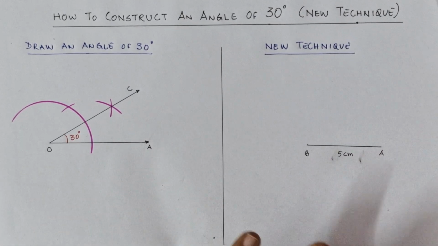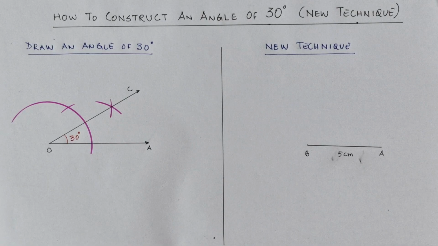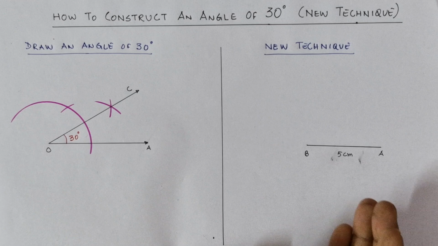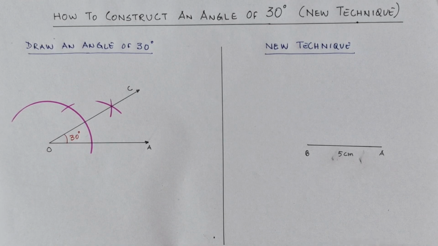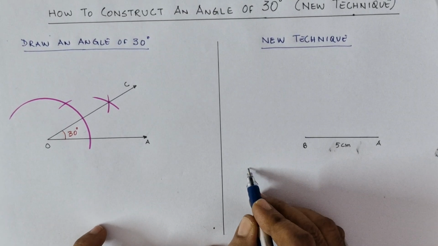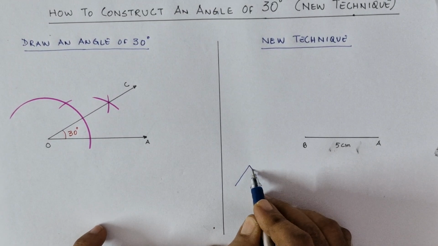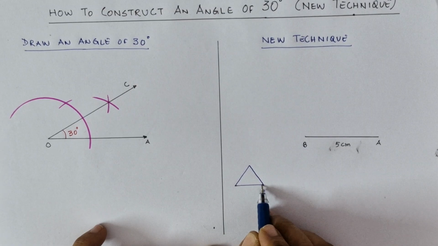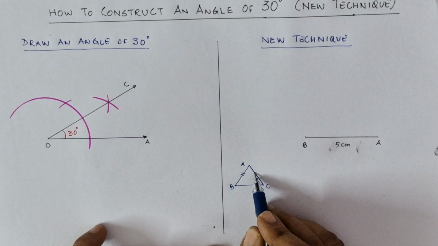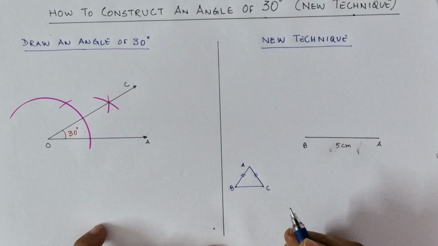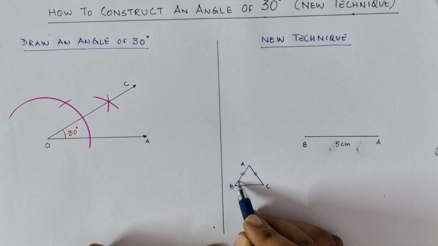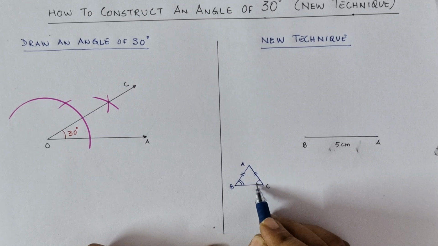So let's come to the new technique. I'll give you a theory first, then we'll jump into this. We'll take the help of an isosceles triangle. So what is an isosceles triangle? See, this is an isosceles triangle. Let's say A, B, C, just a rough drawing where AB is equal to AC. So when two arms of a triangle are equal, this is an isosceles triangle. And in an isosceles triangle, one of the properties is that the base angles are equal. So this angle is equal to this angle.